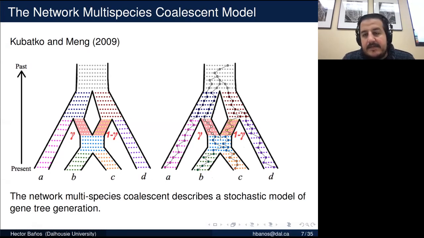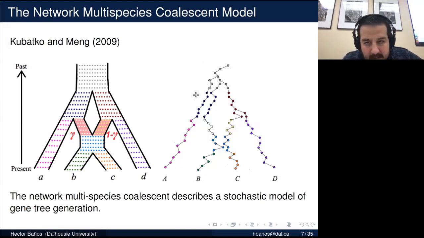These events are independent. So in this particular case, this one went this way and this one the other, with probability gamma times 1 minus gamma. This is a continuous process, a Poisson process, and it can get a little tricky to work with because the support is fairly complicated: you can have all these different gene trees that can be embedded in the network, and different metrics for those trees. So it can get a little complicated to work with the coalescent.